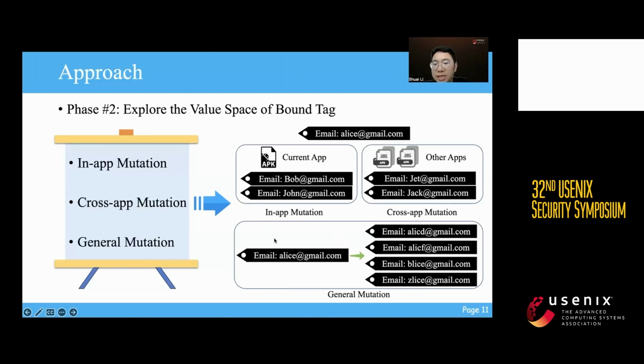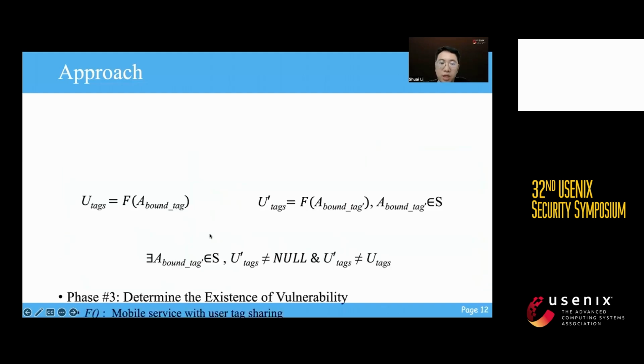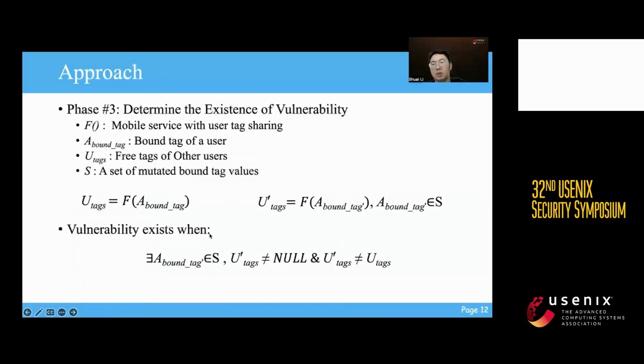When imitating bound tags and generating the forged ones, the in-app imitation strategy is always preferred, followed by cross-app imitation, and finally general imitation. After the value space of bound tags is effectively explored, the values of identified bound tags will be replaced with the mutated ones, and the response of the tested service will be monitored to determine whether it is vulnerable or not. Specifically, UTSFuzzer judges whether there is a crafted bound tag that results in the sharing of non-null and different free tags. If so, then the tested service is vulnerable to user tag spoofing.